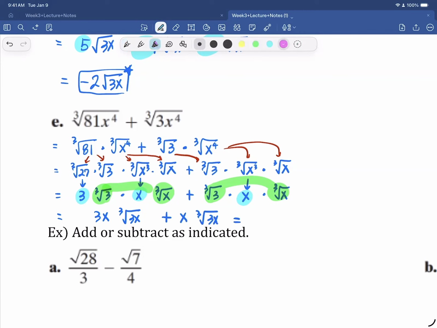So as you can see, we have 3x plus x, how many x? 4x, and then third root of 3x. This is the final answer. Okay. So just split up and then simplify and then combine like terms. Okay.